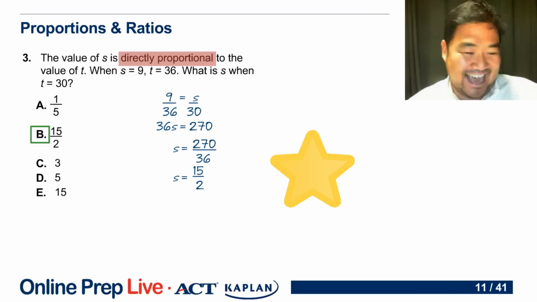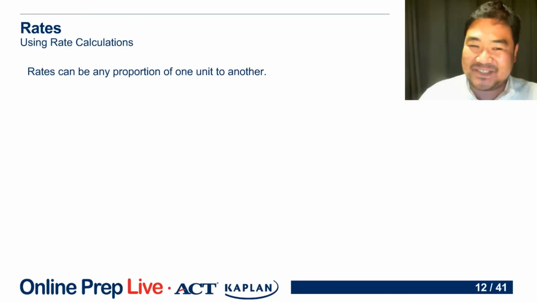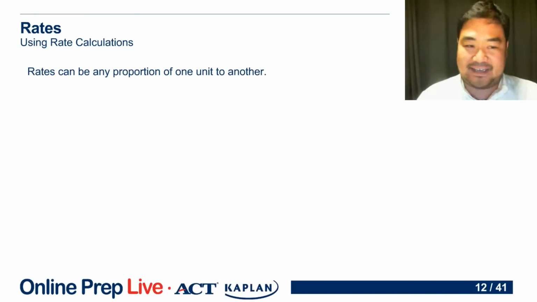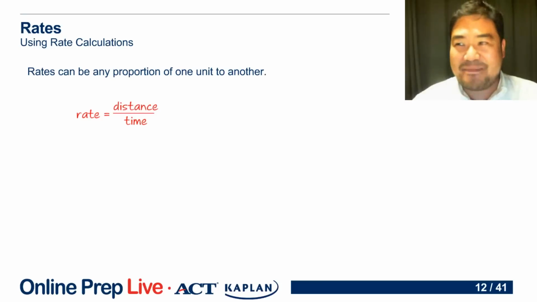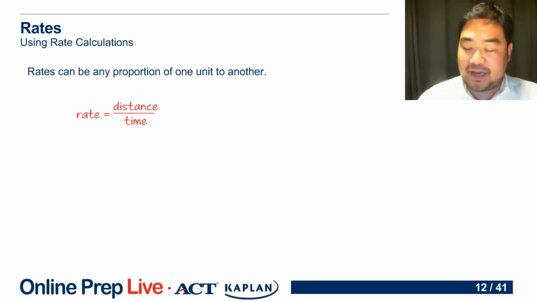All right, let's take a look at our next concept, which deals with rates and using rate calculations. So rates can be any proportion of basically one unit to another. So for instance, there are examples like distance and time, right? I know a lot of you guys in high school right now, maybe some of you are dreaming of the day that you can drive a car for the first time. And of course, speed is an example of a common rate, which is the distance divided by the time.